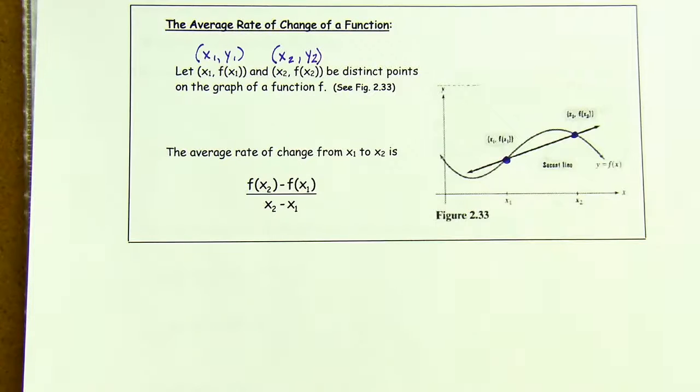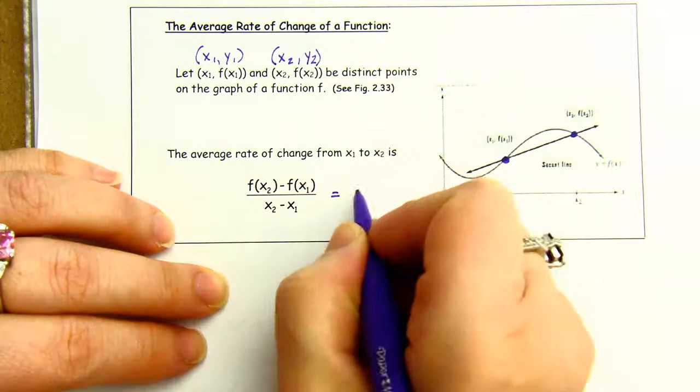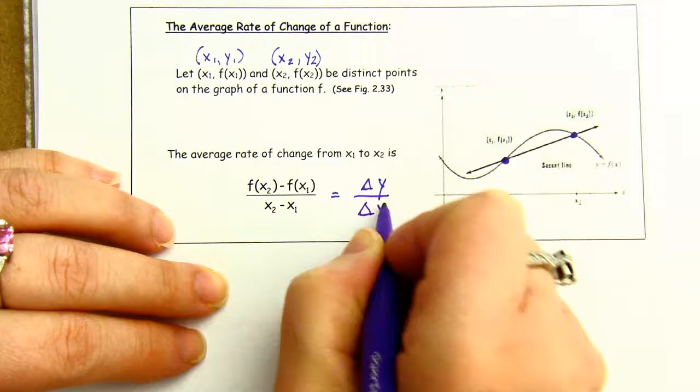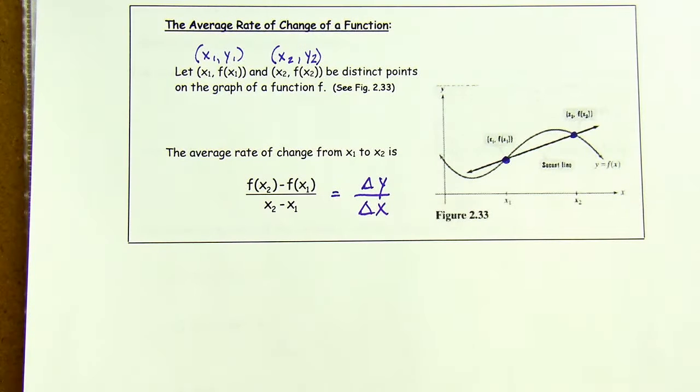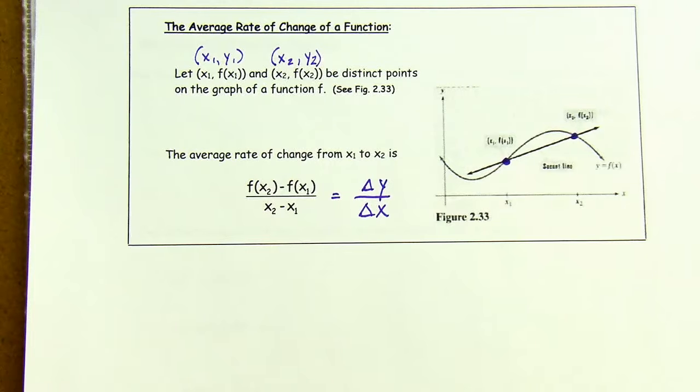And we can use those to find the slope. So the average rate of change from x1 to x2 is this: change of y over the change of x. Okay, delta y over delta x. These are the y's, f of x sub 2. Remember, f of x takes the place of y.